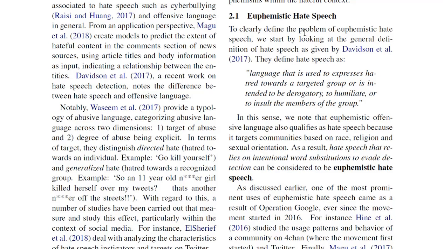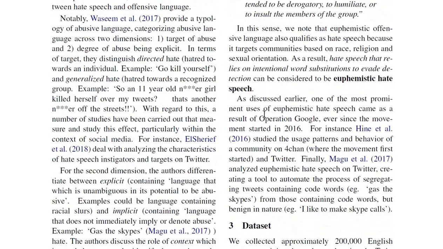To clearly define the problem of euphemistic hate speech, we start by looking at the general definition of hate speech as given by Davidson et al. They define hate speech as language that is used to express hatred towards a targeted group or is intended to be derogatory, to humiliate, or to insult the members of the group. In this sense, we note that euphemistic offensive language also qualifies as hate speech because it targets communities based on race, religion, and sexual orientation. As a result, hate speech that relies on intentional word substitutions to evade detection can be considered euphemistic hate speech. So, this is like the very basic definition.